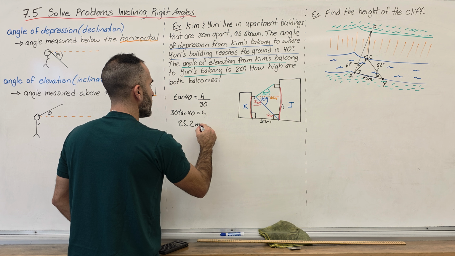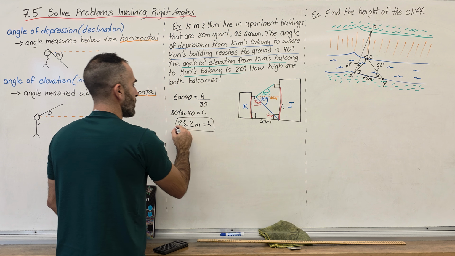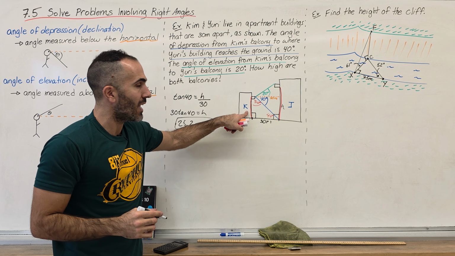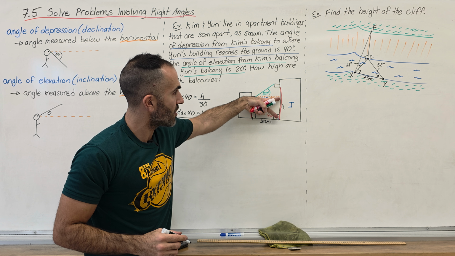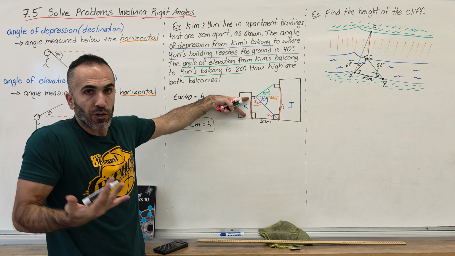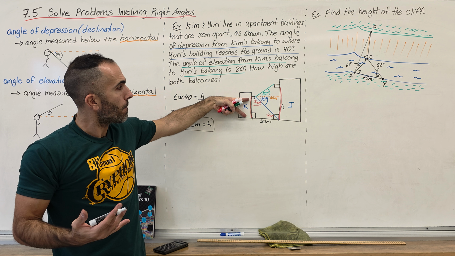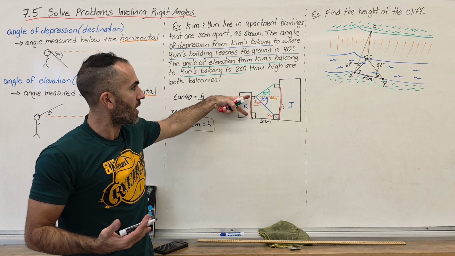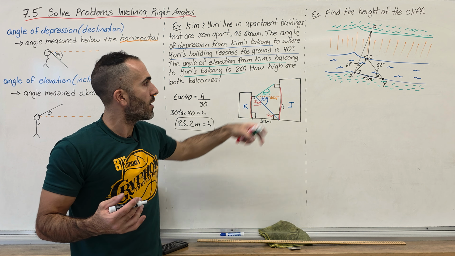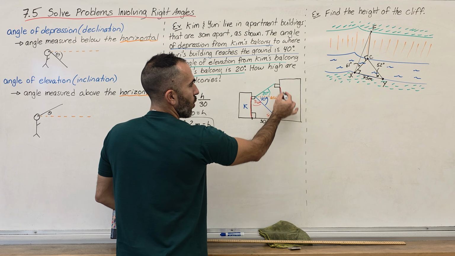Look at the units, meters. So this is the height of actually Kim's building, right? Because we found this. We didn't need to find it on this side. We could have. Would have been the same thing. Okay, but I decided to find it over here, which is the height of the balcony, sorry. And now I got to do the same thing with this 20 over here.